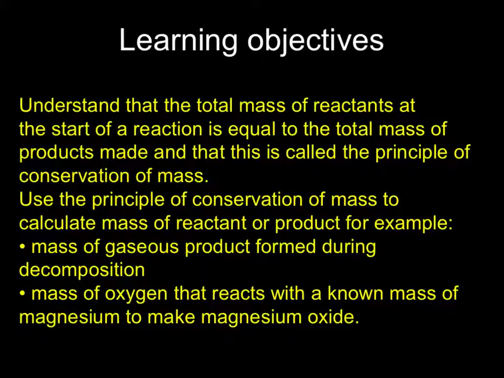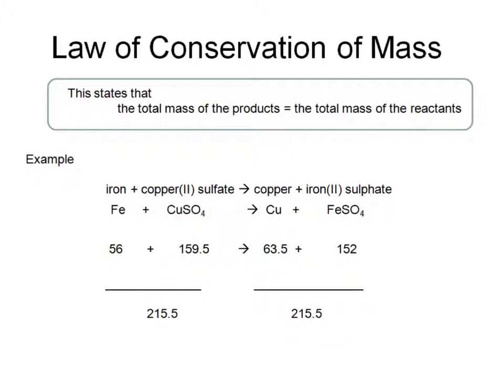And some more parts from the specification. We need to know that the total mass of the reactants is the same as the products. This is the principle of conservation of mass, and explain why that is, and also use chemical reactions in order to work out the mass of products based upon the mass of the reactants that we've started with. So the conservation of mass states, and you need to know this definition, that the total mass of the products equals the total mass of the reactants.